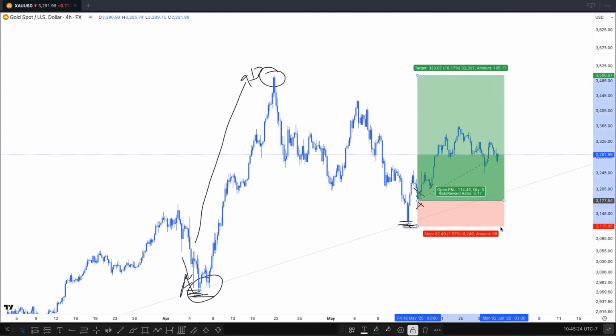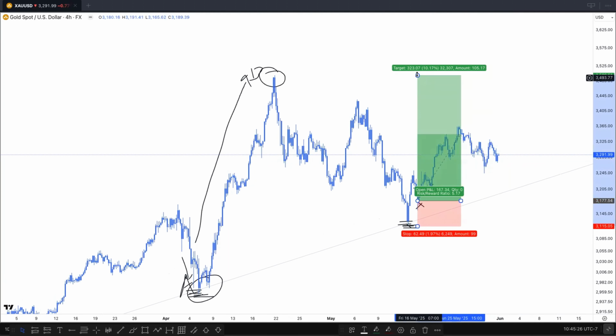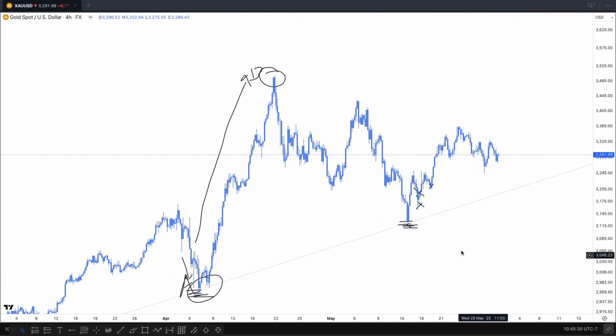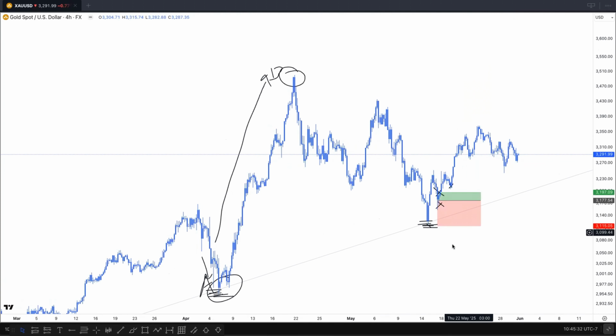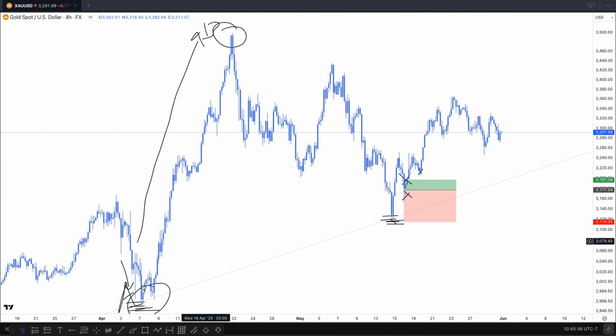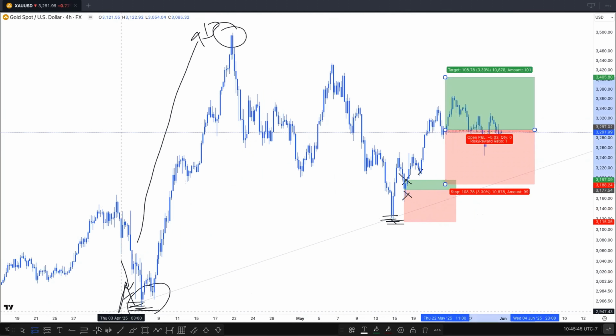I had a second entry. So let's minimize this. That was the first entry right there. The stop loss was really big on that first entry. I had a second entry at an area like this, right here, and this stop loss was tighter. It was a very tight stop loss.